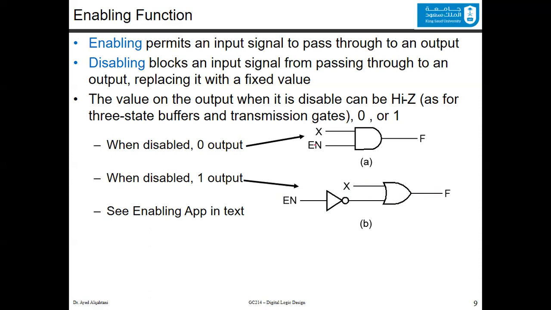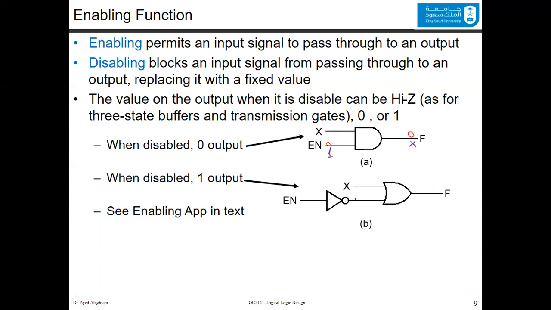You can see it in another way. Here, the enable could be 0 or it could be 1. If it is 0, then the output is going to be 0 regardless of the value of x. If it is 1, then the output will be whatever the value of x is.